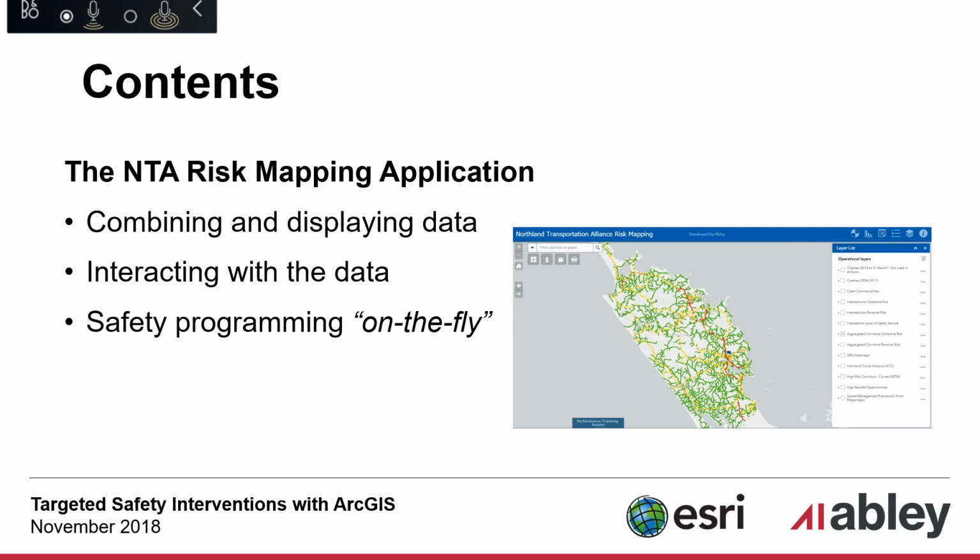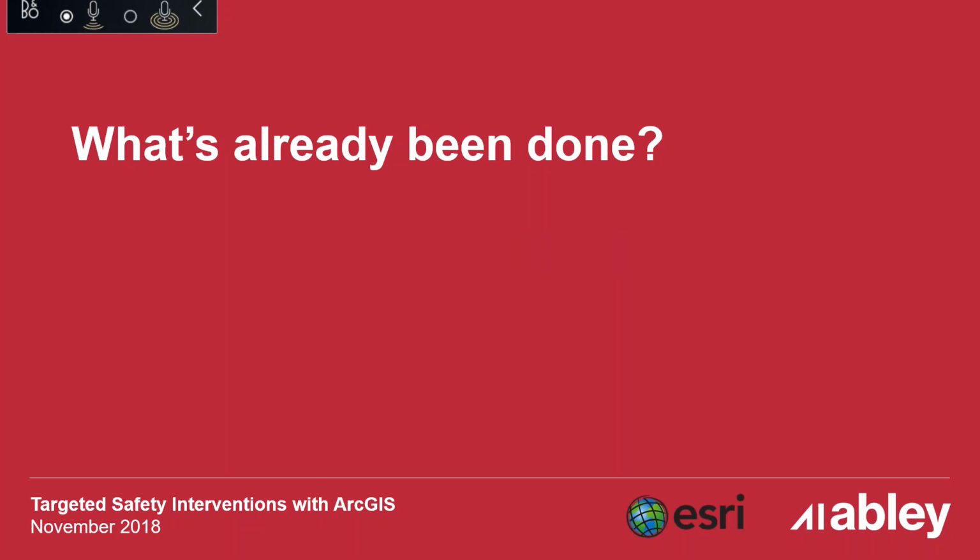So over a number of years, we've developed a series of risk mapping and intervention tools for the Northland Transportation Alliance using ArcGIS tools. And today we'll be talking about three components of that. So one is how we have presented a web viewer that combines and displays data from a myriad of sources. Second one is some work that we've been doing to enhance the interactiveness of the data for practitioners, and then progressing on to the safety programming element.